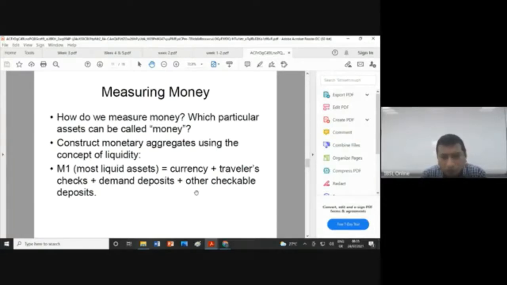Similarly, there are other forms of assets. You might have commercial papers, certificates of deposit. You might also have currencies of other jurisdictions, not global currencies like the US dollar, euro, Japanese yen, sterling pound, or the Chinese yuan. Those are very liquid currencies.